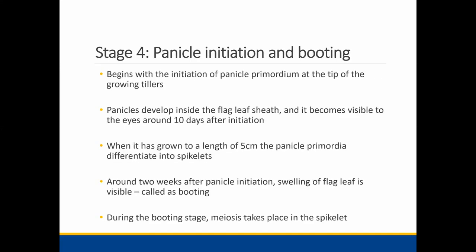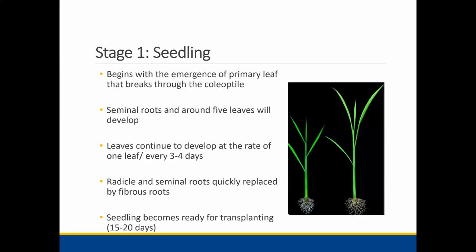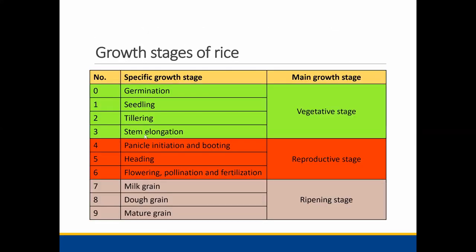So then we are going to stage 4. If you remember this table, the next stage is the reproductive one. It again has 3 specific growth stages, starting from panicle initiation and booting, and then heading and flowering, and pollination and fertilization.